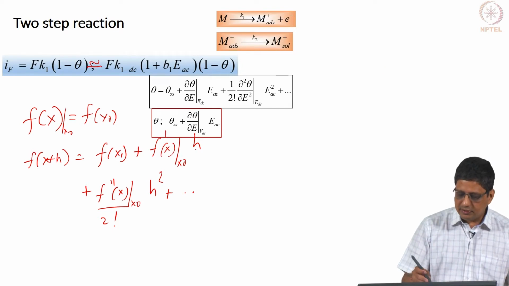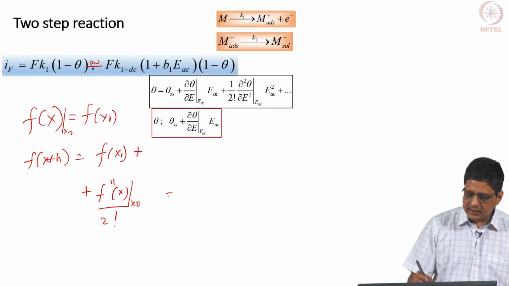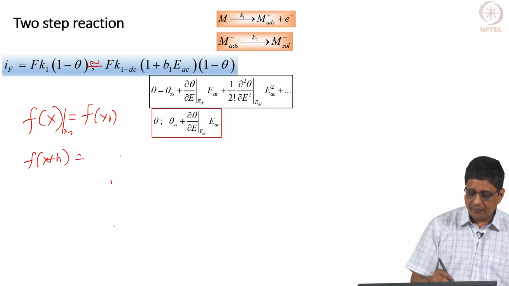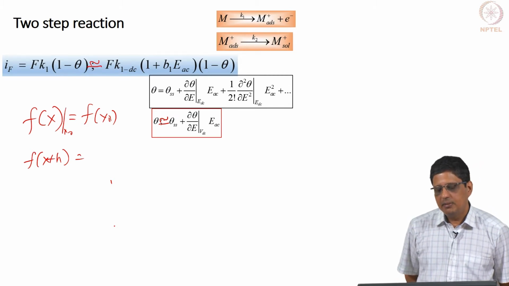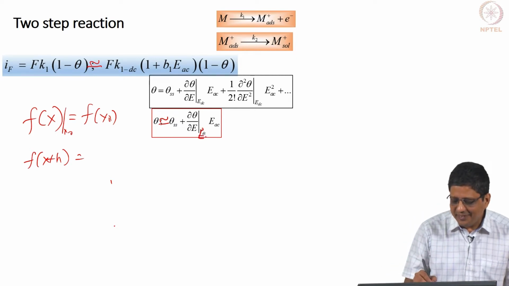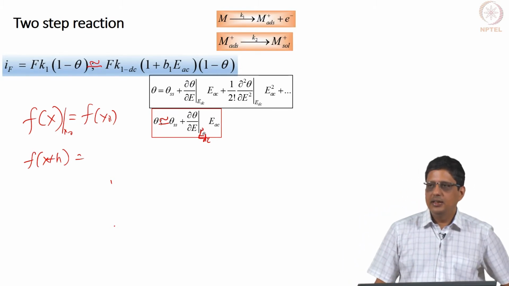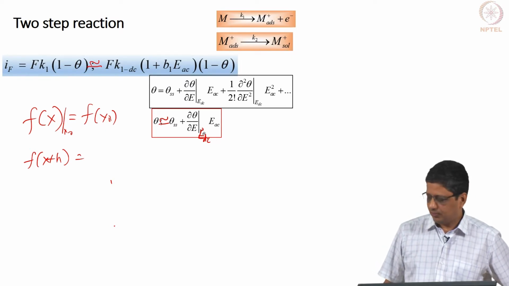But since we say EAC is a small number, we can say EAC square and higher order numbers can be neglected. That means we can write theta as approximately equal to theta steady state plus d theta by dE at EDC. So, I need to evaluate theta as a function of E. Surface coverage, how is that going to change with respect to potential?